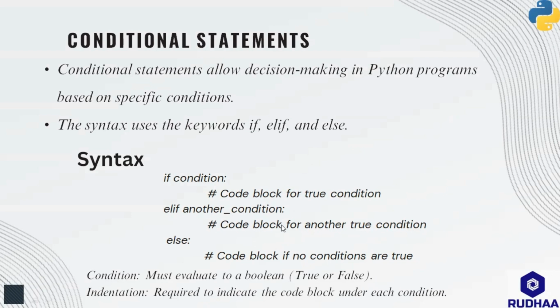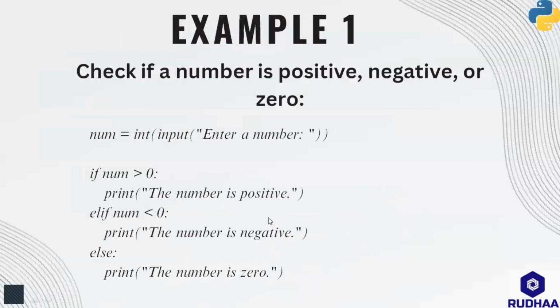Here the condition is evaluated in terms of a Boolean method, so true or false. If the condition is true, it will get executed. If it is false, it will move to the other condition. Indentation here is required to indicate the code block. This indentation is used to indicate the code block under each condition. So this is the syntax for the conditional statements, which means if, elif, and else statements.